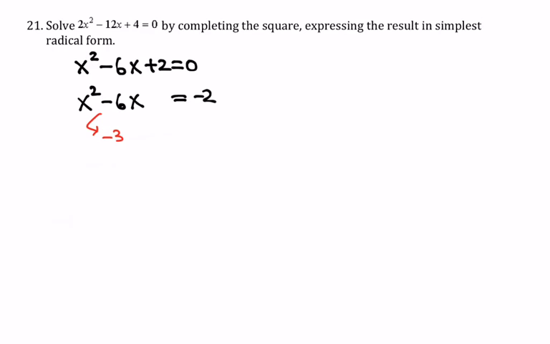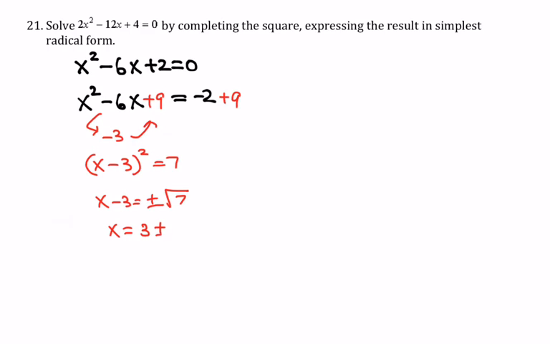Which number are we going to add? We have to get the middle number, divide that by 2, which becomes negative 3, and then square that, which becomes 9, which we are adding to both sides. Then x minus 3 squared becomes the factored form of the left side, and on the right side we get 7. So x minus 3 must be plus or minus square root of 7. And by adding 3, x must be 3 plus or minus square root of 7. That's how we can figure out the value of x through completing the square.